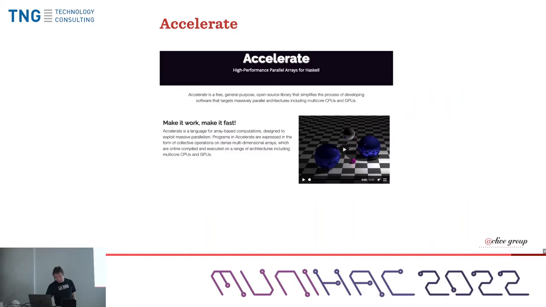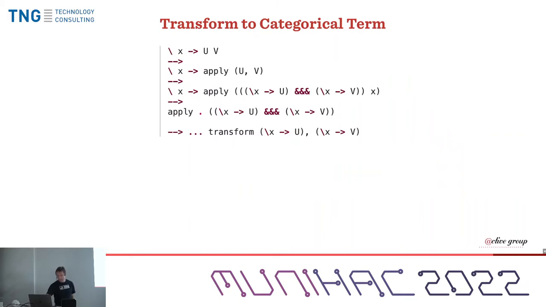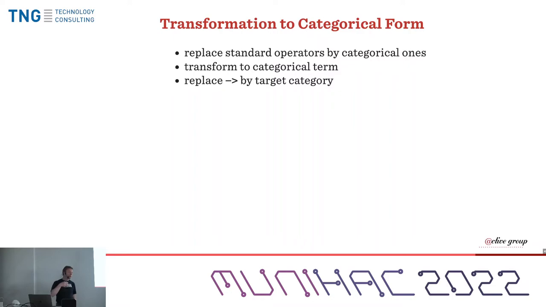And the way we need to interact with GHC. So far, so good. So that's what this plugin does, right? It does these three things. It replaces the standard operators by the categorical ones. It transforms to a categorical term. That's the easy step. It transforms using essentially the rules by Joachim Lambek into this categorical form. And then we replace this arrow by the target category, and then hopefully make the type classes come out right. So that's how that works.